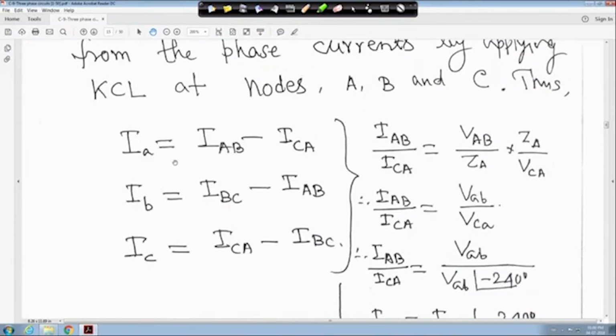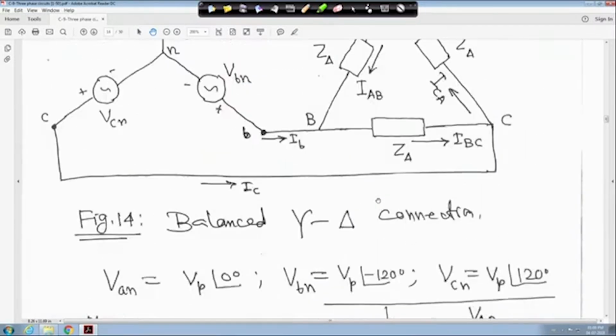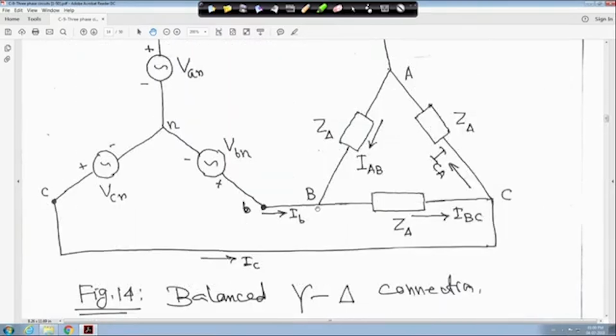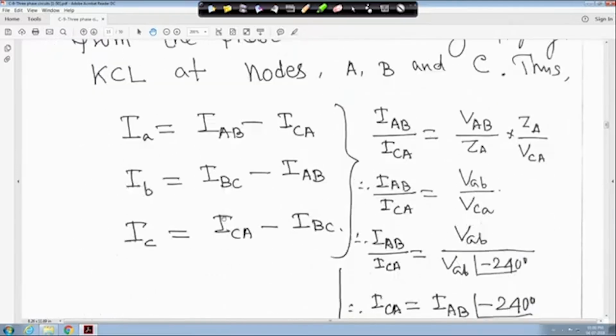I showed you at node A, if you apply KCL, IA will be IAB minus ICA, IB will be IBC minus IAB. I showed you one here. At node A, node B, node C you apply KCL and you will get this equation. Similarly, IC is equal to ICA minus IBC.